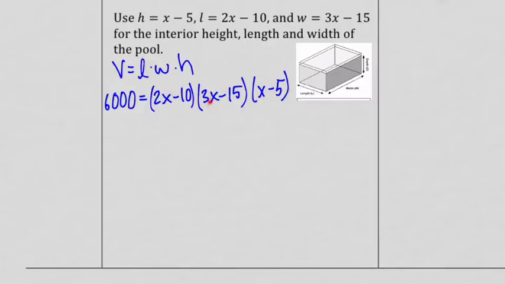Okay, so 2X minus 10 times 3X minus 15. What I'm going to do is distribute. That times that, and then that one times that one, right? Like we did in the first section of this chapter, multiplying polynomials. So here we go. 6,000 on the left equals 2x times 3x is 6x squared. 2x times negative 15 is negative 30x. Negative 10 times 3x is negative 30x.